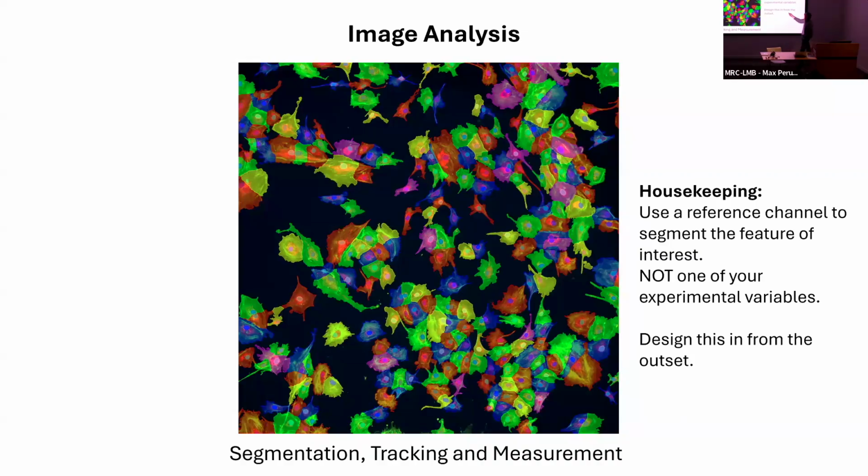This is where housekeeping channels are really important: you get a reference channel that you can use to segment the feature of interest. All this segmentation was done off a DAPI signal and not one of your experimental variables. Please design this in from the get-go, because we cannot put those back in once you've got the data. Once you come to ask for help doing the analysis, there's nothing in there that we can segment off that's independent of your experimental variables. Somewhat stuffed. So please do that.